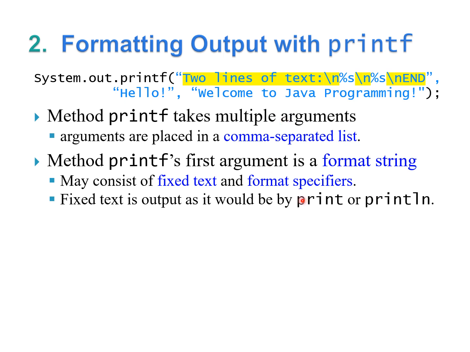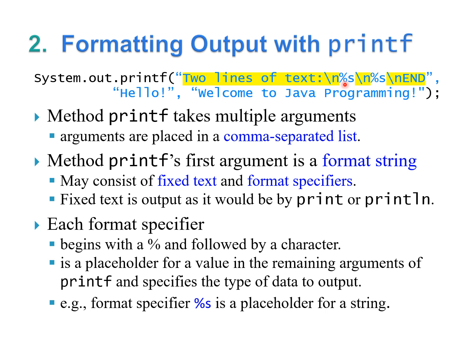by print or println. For example, in this printf statement, the portion of the first argument highlighted in yellow is the fixed text. Each format specifier begins with a percent sign and is followed by a character that represents a data type. A format specifier is a placeholder for a value in the remaining arguments of the printf and specifies the type of data to output.